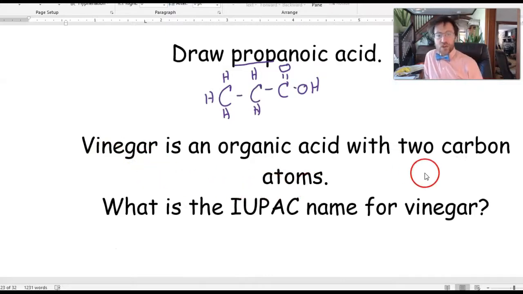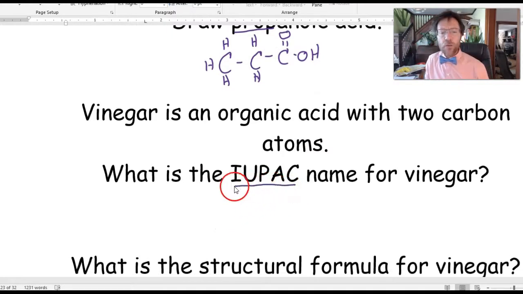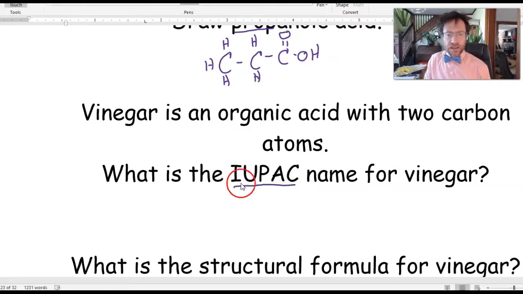Vinegar is an organic acid with 2 carbon atoms. What is the IUPAC name for vinegar? Oh, this is also another question that comes up a lot. What does IUPAC mean? This is the International Union of Pure and Applied Chemistry. Something like that. It's the international governing body of chemistry so that everybody's doing science the same way. So we all came together to figure out how to name things the same way, because there's like 7 or 8 different names for everything.